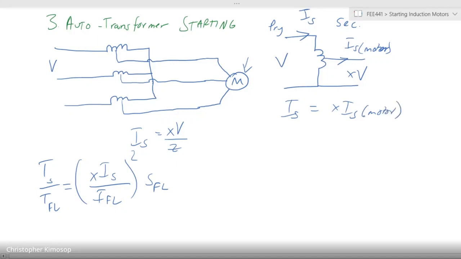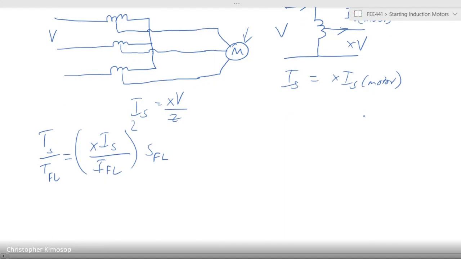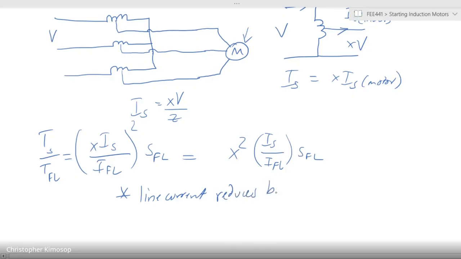Therefore, the line current is reduced by a ratio of X. And there is now the advantage that we have, or rather, sorry, the disadvantage of your torque being reduced by that, SFL. So you have the characteristics: first, the line current reduces by a ratio of X.